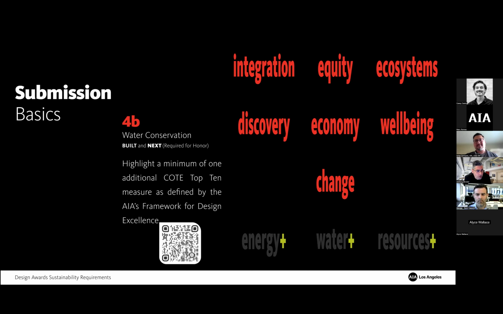So again, for built and next, we're going to highlight one of the additional Top 10 measures as defined by the AIA's Framework for Design Excellence. That QR code will take you to the Framework for Design Excellence. I believe Ismar also had it earlier in the presentation deck. These are the categories that are in that deck. We are already asking you to address energy, water, or resources. So what you're going to be looking for is either integration, equity, ecosystems, discovery, economy, well-being, or change.